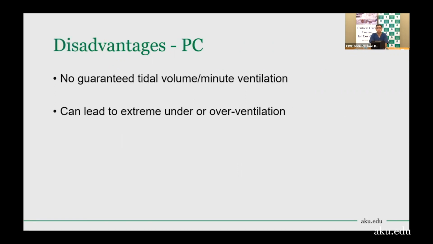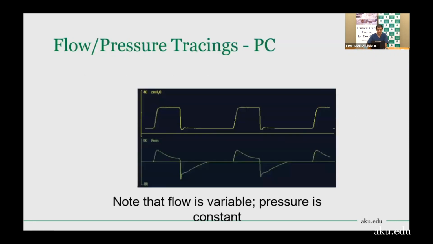The advantage of pressure control is that it is more physiological as it has a decelerating flow. The disadvantage is that there is no guaranteed tidal volume or minute ventilation, and this can lead to extreme under or overventilation. If you look at the pressure and volume tracing, you will note that the flow is variable, but the pressure is constant. So this is the flow, this is the pressure. Pressure is going to be constant and the flow is going to be variable with each breath.